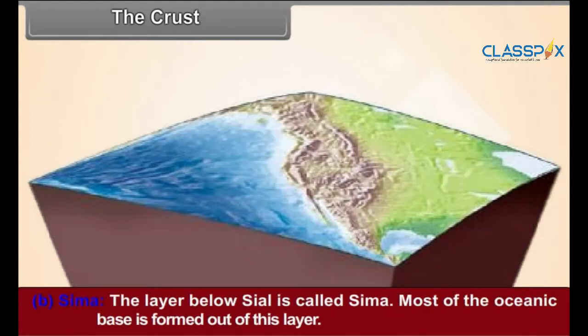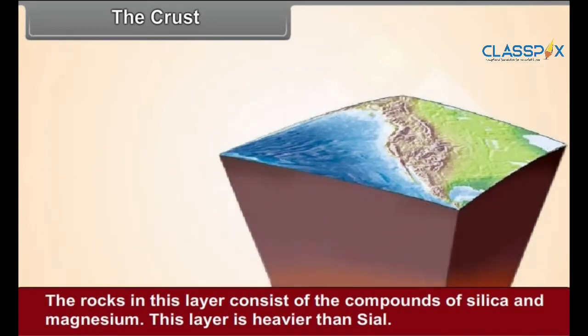Sima. The layer below sial is called sima. Most of the oceanic base is formed out of this layer. The rocks in this layer consist of compounds of silica and magnesium. This layer is heavier than sial.